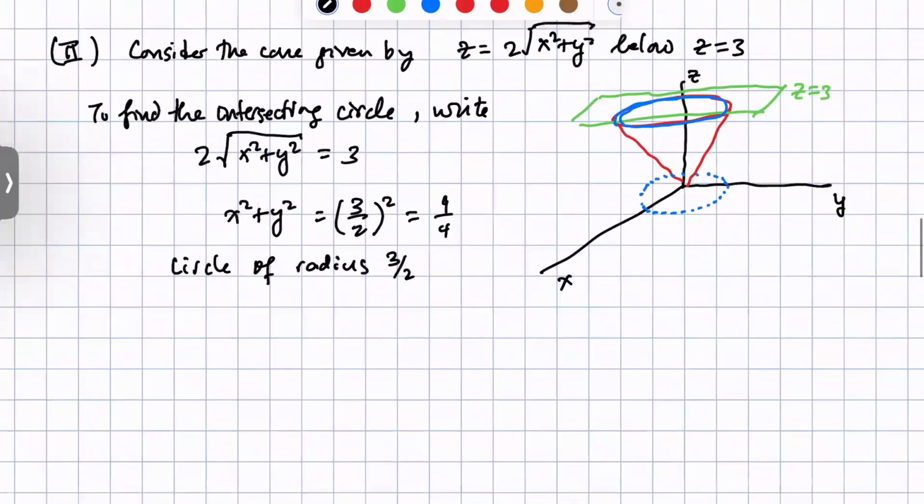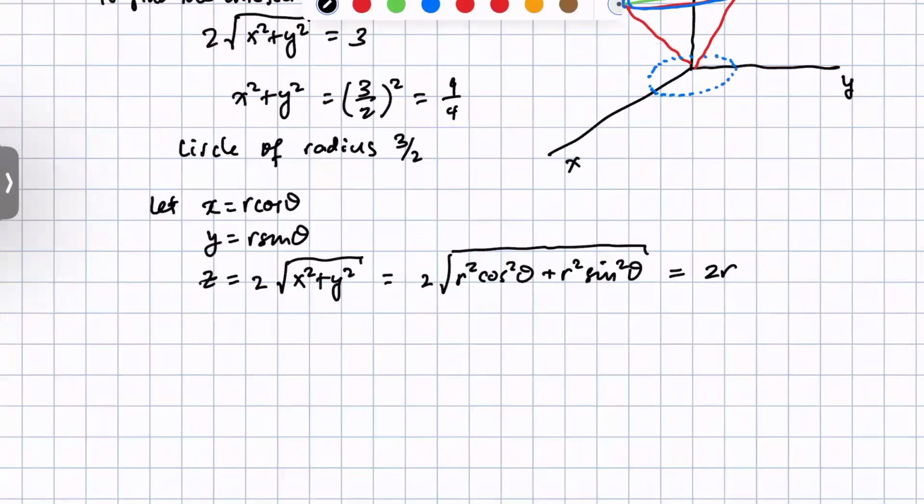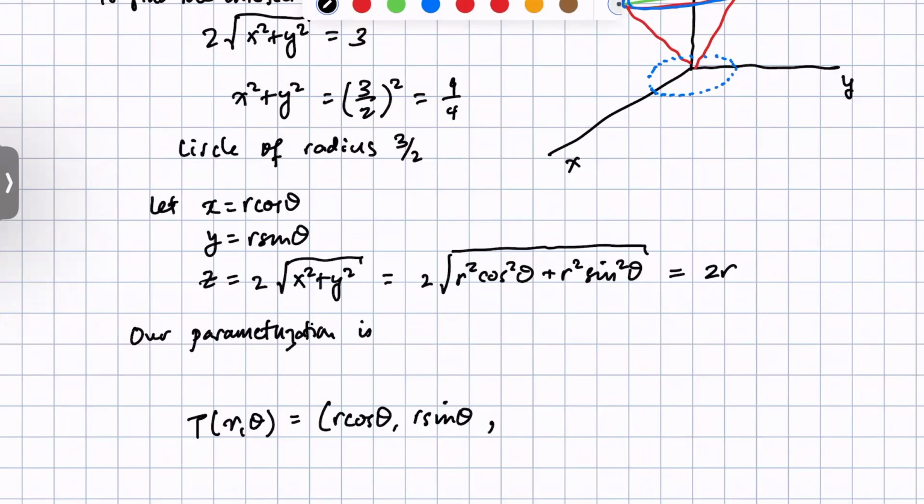So now we're going to consider the following. Since we're dealing with a circular region, we want to let ourselves use polar coordinates. So let x equals r cosine theta, y equals r sine theta. Now, what is z? z is 2 times the square root of x squared plus y squared. So that's 2 times the square root of r squared cosine squared theta plus r squared sine squared theta. Right, you can factor out r squared, leaving a cosine squared plus sine squared, which is 1. And then the square root of r squared is just r, so I get 2r. So our parametrization is the following: T of r, theta is equal to r cosine theta, r sine theta, and then 2r.